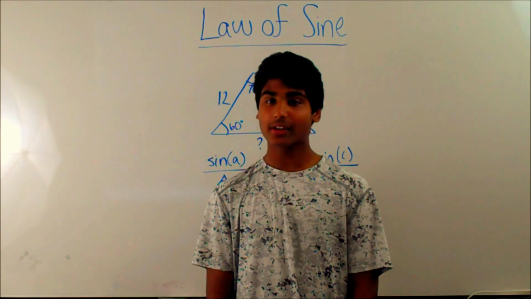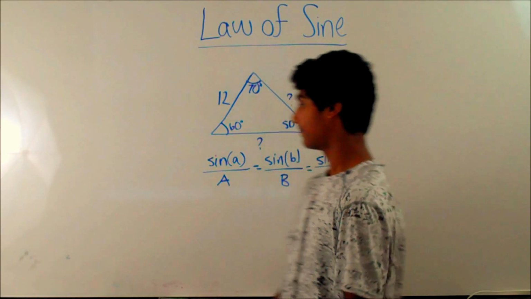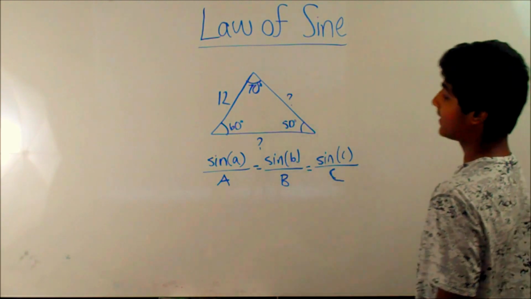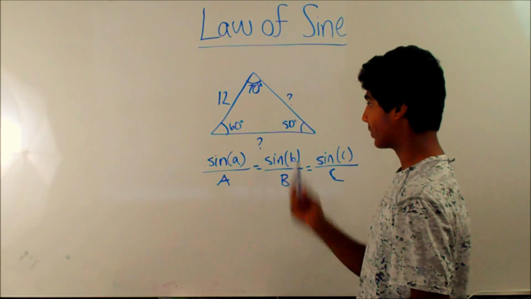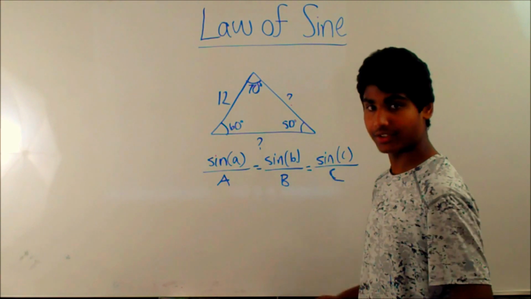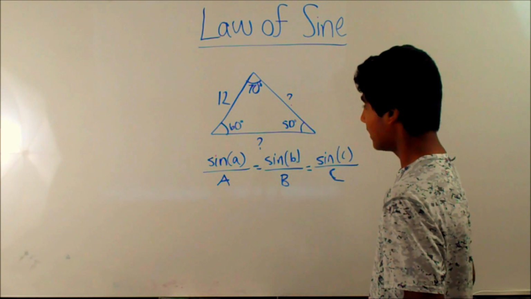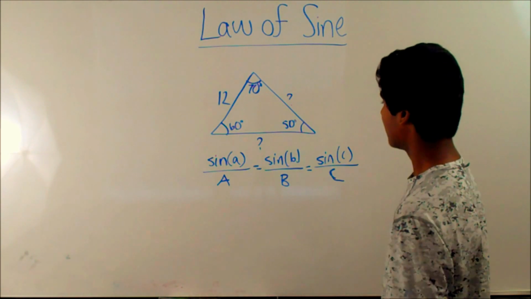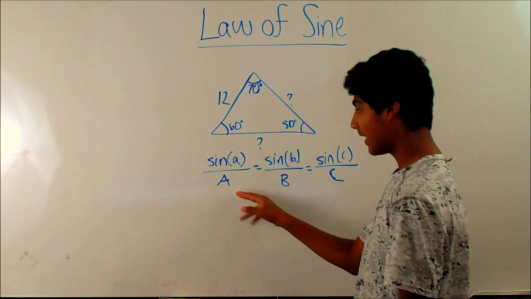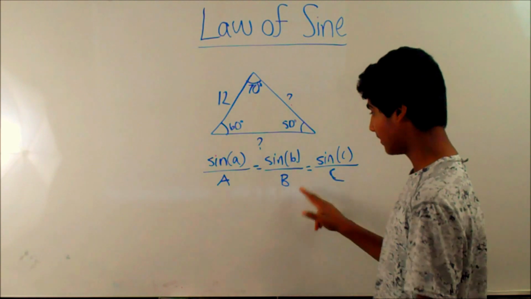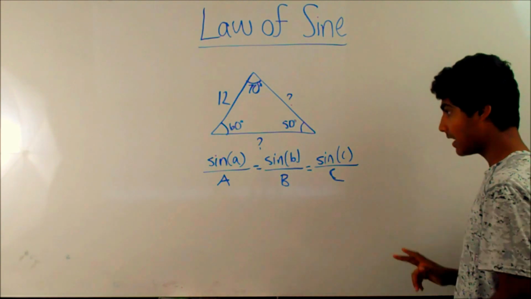Hi! Today we're going to learn about the law of sines. Let's say we have an example like this. We know all the angles of the triangle, and we know one side, and we want to find the other side. So how do we do this? We use the law of sines, which is sine of A over A equals sine of B over B is equal to sine of C over C.